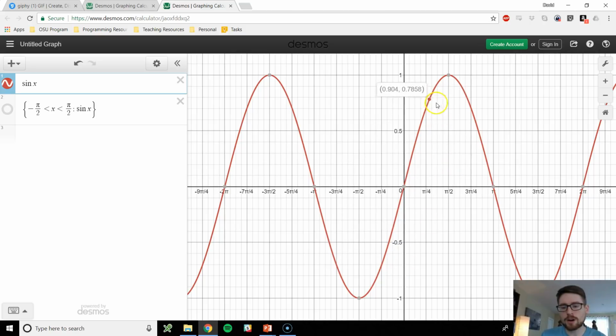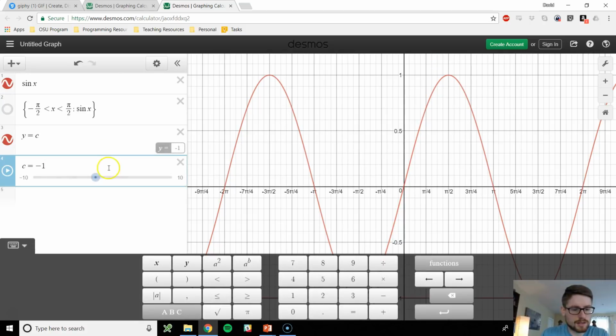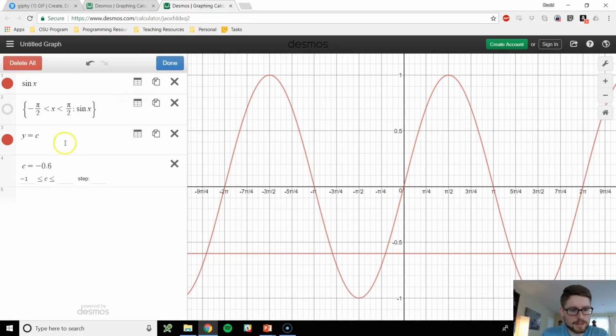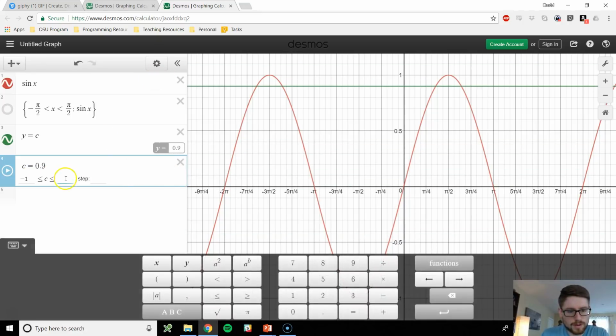As soon as we curve and turn the corner right here, our graph is no longer 1 to 1. If we were to take a little piece to the right of pi over 2, we would fail the horizontal line test right around y equals 1. Let's get that line y equals c going again, and set c equal to -1. I want c to go from -1 to 1. Let's make this a little different color. Perfect.